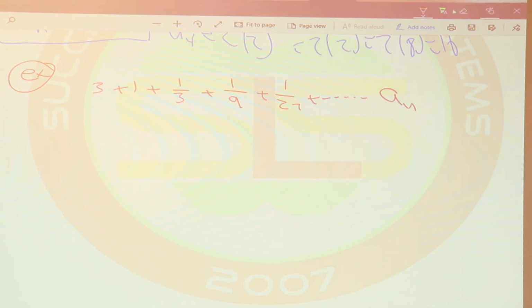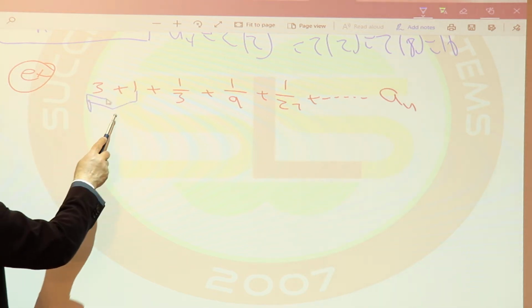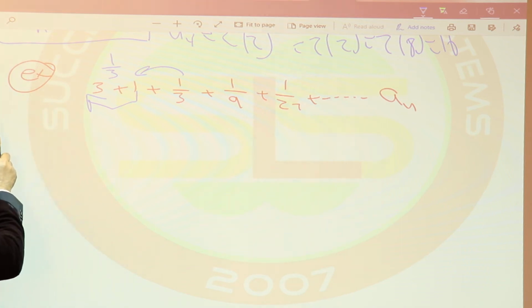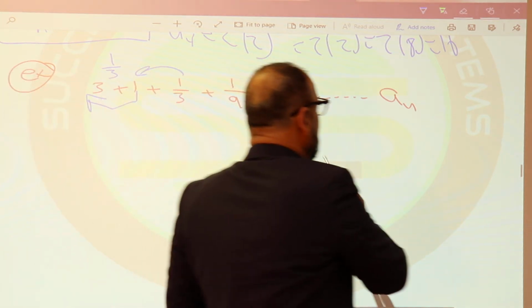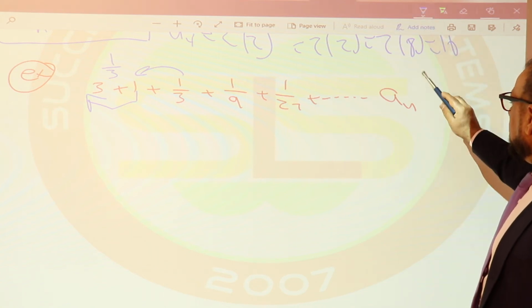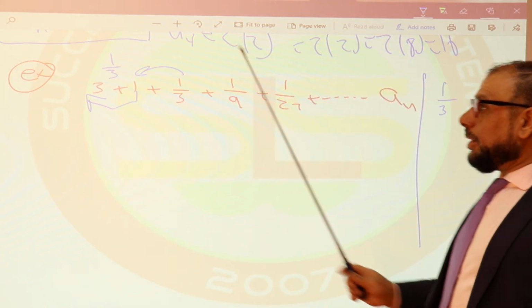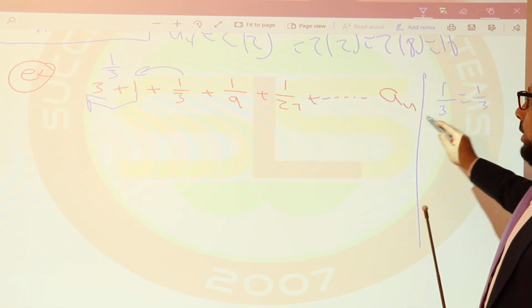From here to here, 1 divided by 3 is 1/3. From here to here, 1/3 divided by 1. Let me raise it and write it here, because maybe you cannot see. You see the first two terms here: 1 on this side, 1 over 3. The first divided by what? This divided by that: 1/3. And 1/3 divided by 1.